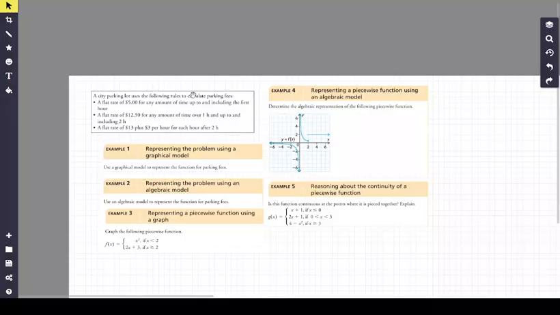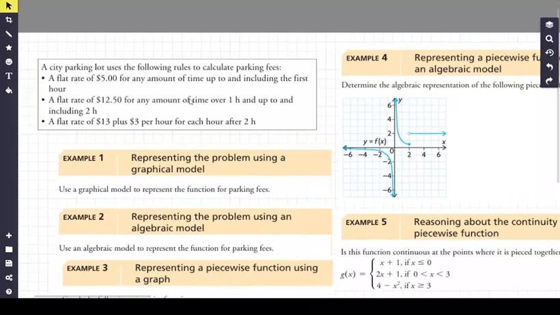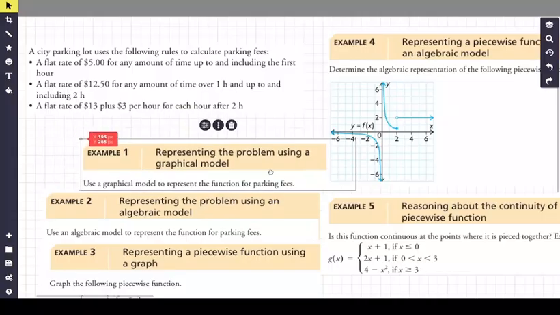So right off the bat, we have this scenario introduced to us about a parking lot and the parking fees. We have three different scenarios: a flat rate of $5 for any amount of time up to and including the first hour, a flat rate of $12.5 for any amount of time over 1 hour and up to and including 2 hours, and a flat rate of $13 plus $3 per hour for each hour after 2 hours. So right here we can see that we have these three amounts of time, and that's going to charge us three different prices. So let's go ahead and get to example one, which is basically a question about our example.